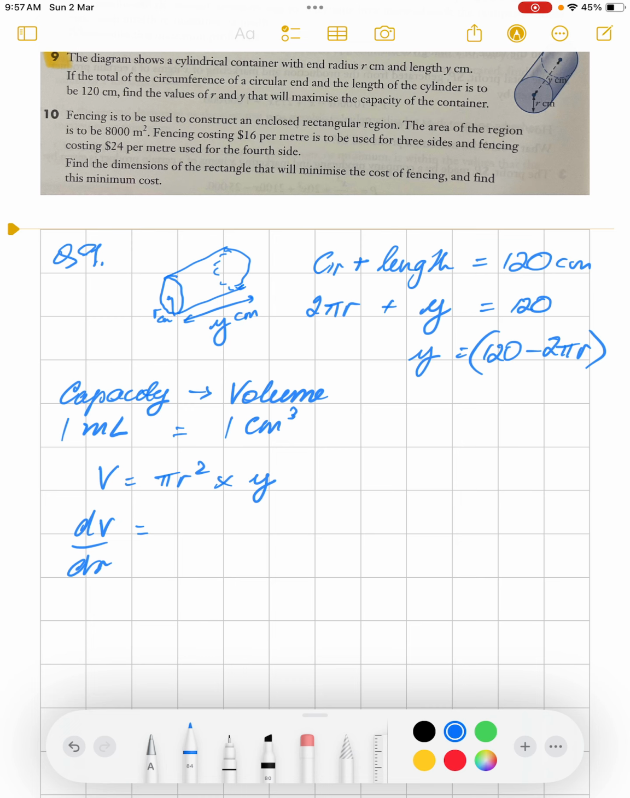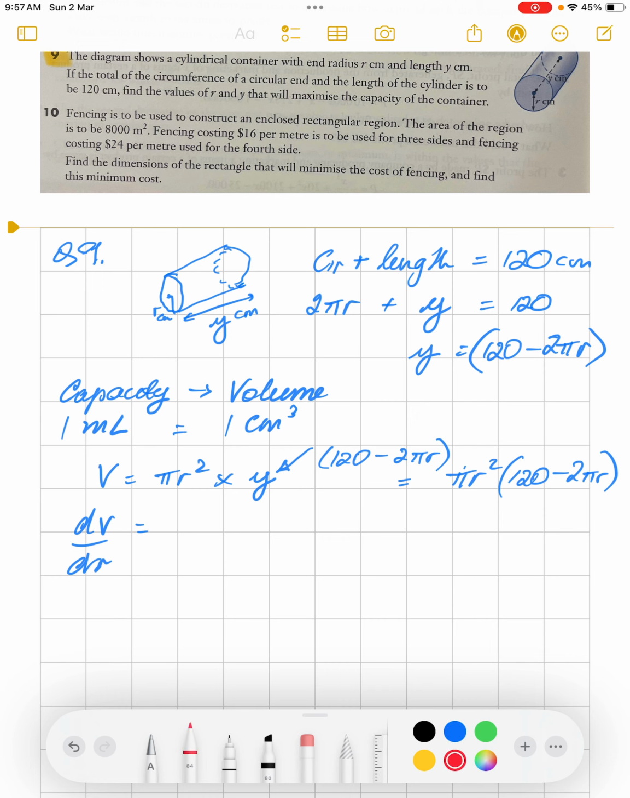equation. The thing is, we want only one variable, and so here we substitute out the y and we put in 120 minus 2 pi r, and that will give us the formula pi r squared times (120 minus 2 pi r). So that was originally y, and we've replaced y, so now there's only one variable, it's r, and so we can get dV/dr. Let's just expand this to give 120 pi r squared minus 2 pi squared r cubed.